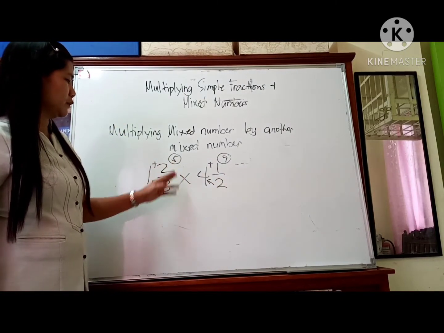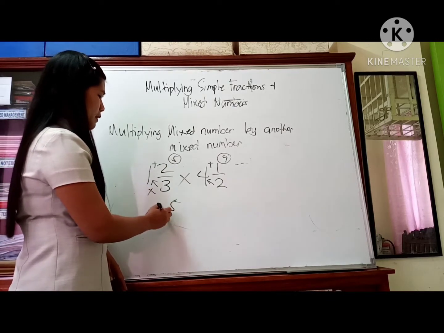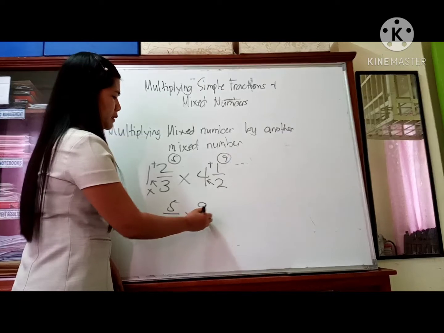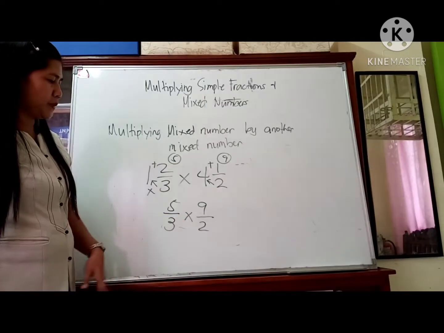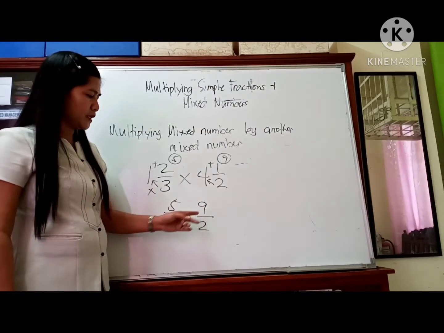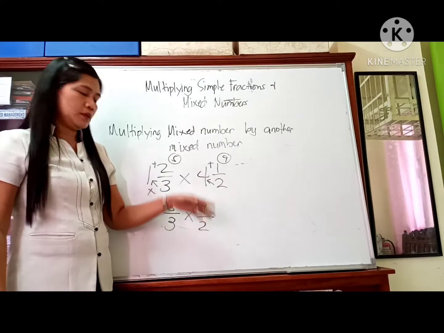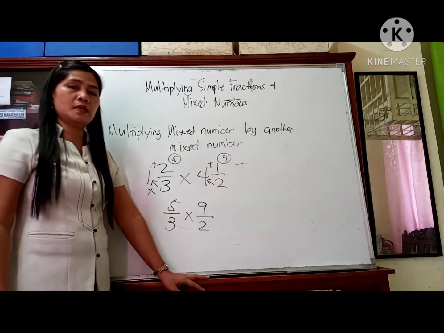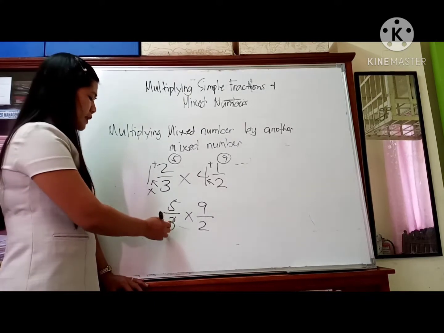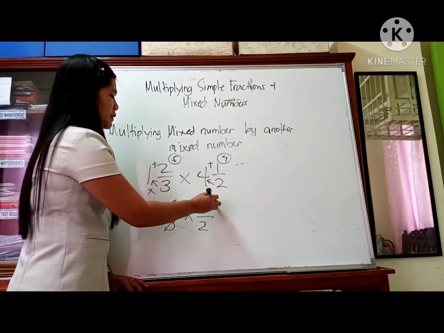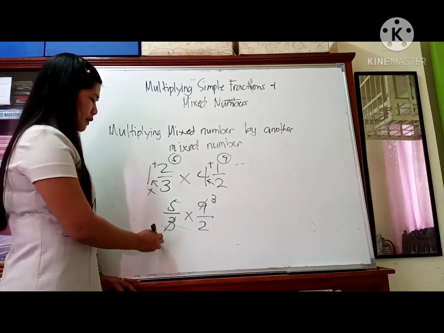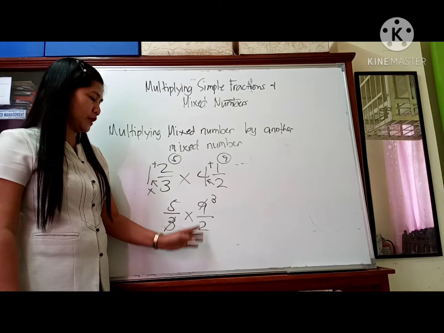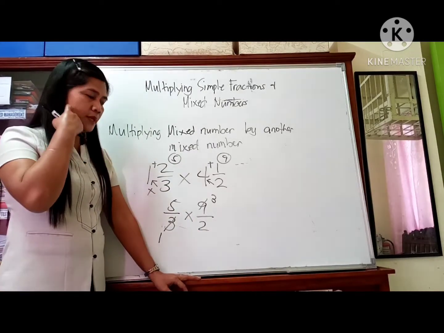So you now have the new fraction as 5, copy the denominator 3, times the new numerator 9, copy the denominator 2. So you will multiply the numerator by the numerator, denominator by the denominator. You may also apply the cancellation method. As you can see, 3 and 9 can both be divided by 3. So you can cancel, divided by 3, it is equal to 1, and 9 divided by 3 is equal to 3. Then 5 and 2, the greatest common factor is only 1, so just remain 5 and 2.